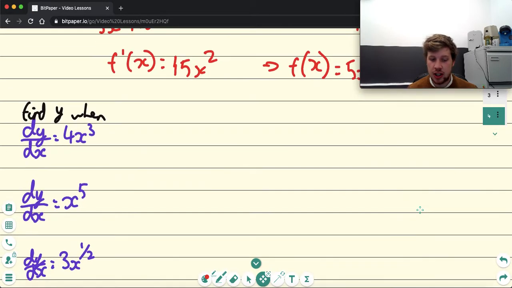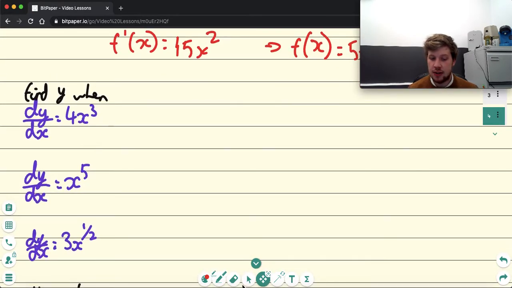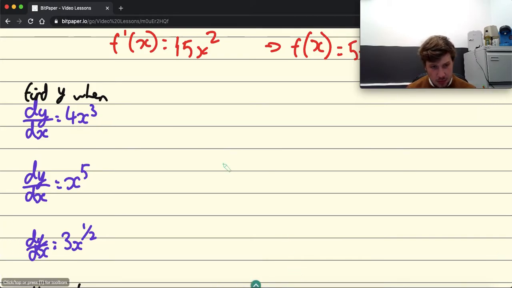I've got some questions here which I'm going to go through. I'd like you to write them down first of all, so that you can make notes as I go through them. But the first question is find y when dy by dx equals 4x cubed. So thinking about my rules, my y is going to be equal to, well, x cubed add 1 is x to the 4. Then divide by the power, 4 divided by 4 is 1, so it's just y equals x to the 4.